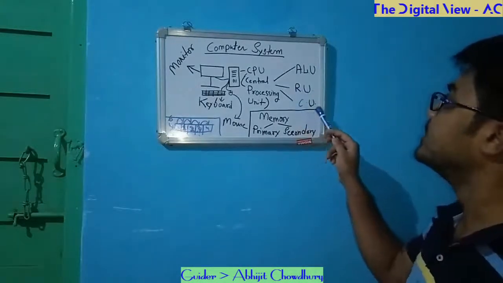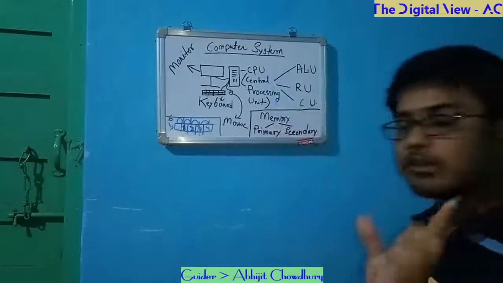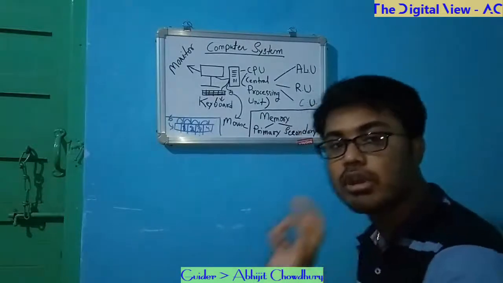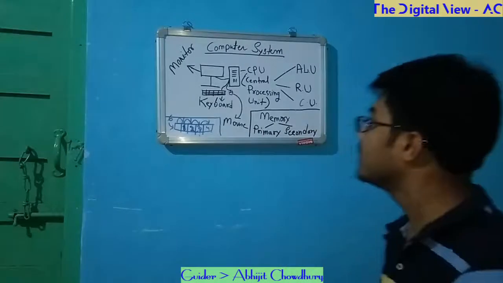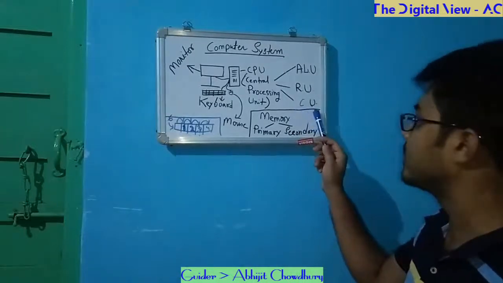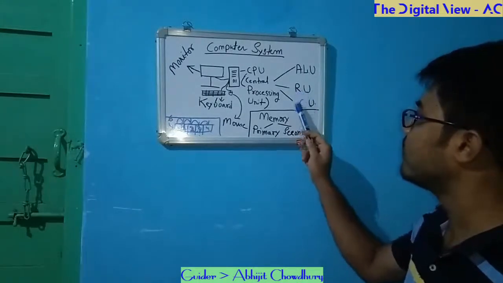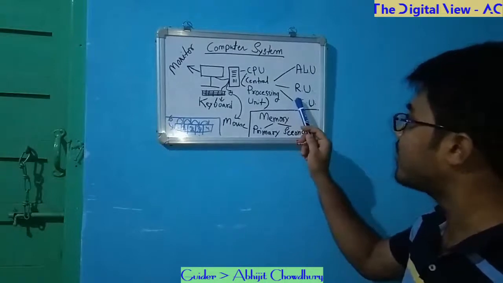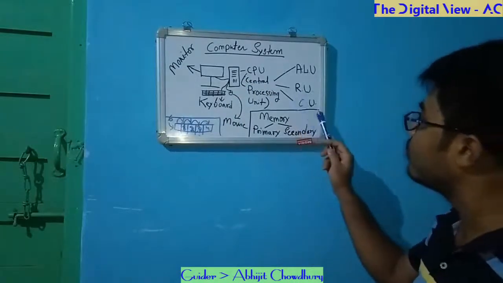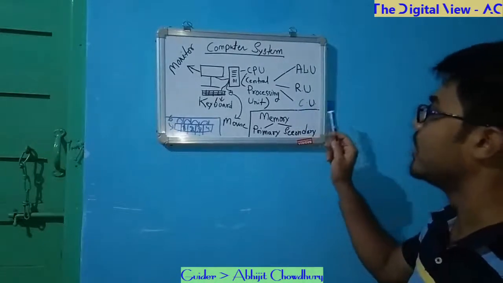And the control unit is the main unit. These all are parts of the central processing unit. I already told you. Okay? So, CU. What is CU? CU is known as the control unit. What is the control unit? The control unit is the brain of the computer. Actually, this is known as the brain of the computer. It performs all of the operations in the computer, and it controls all of the operations of the computer. That's why it is known as the control unit.